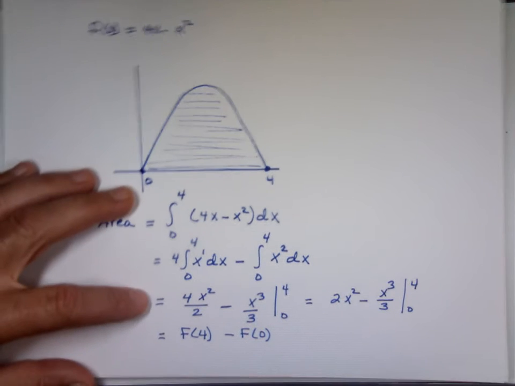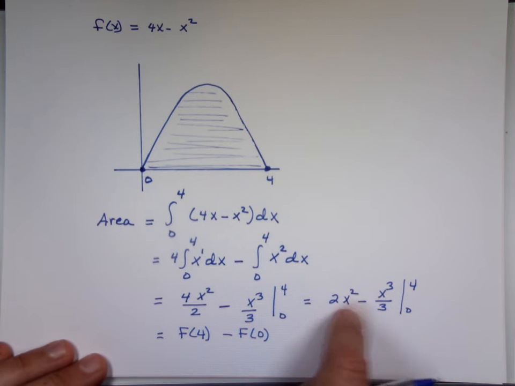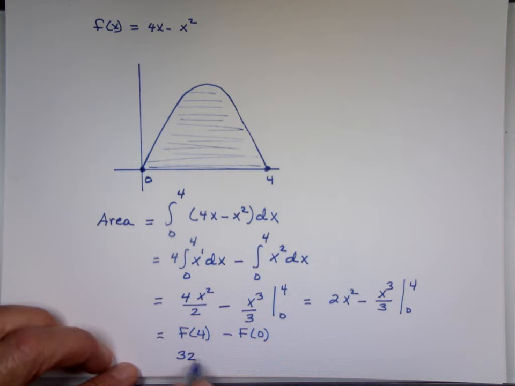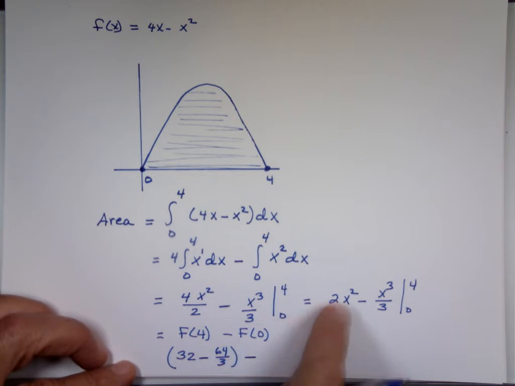What is f of 4? When x is 4, plug it in. What's 4 squared? 16 times 2? 32 minus. That's 64 over 3. Minus what? F of 0. 0 minus 0, which is 0.